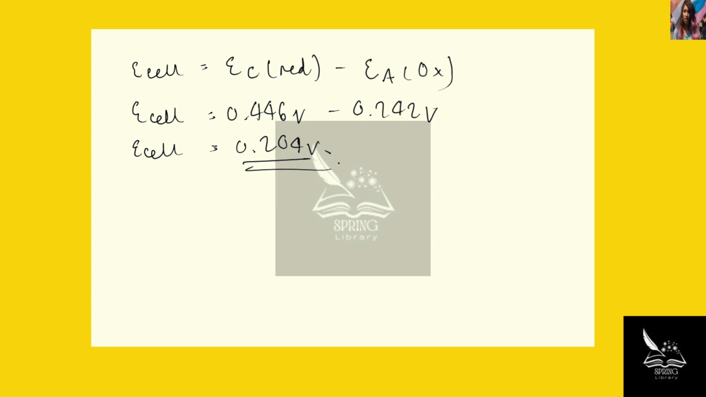And so the relationship between the cell potential and the free energy change: delta G equals negative N F E cell, where N is 2 moles, F is 96385, E cell is 0.204, so we can solve for delta G by plugging in all our numbers, where delta G is negative 3.93 times 10 to the 4 joules.